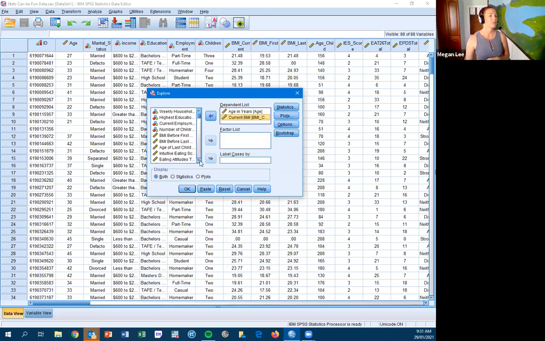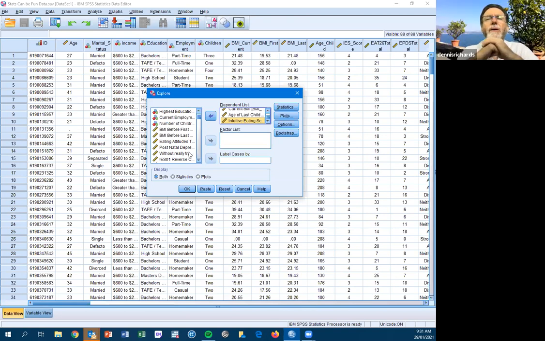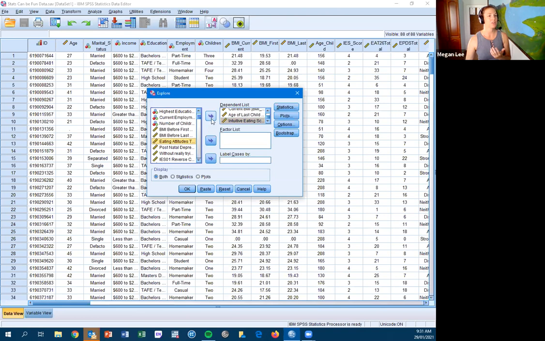We won't look at the other two BMIs. We've got age of our last child. Then we've got our intuitive eating score, which is our, which variable is it? Independent. Very good. We've got our eating attitudes test, which is our eating disordered variable, which is kind of a covariate in the first research question. And then we've got our depression score.